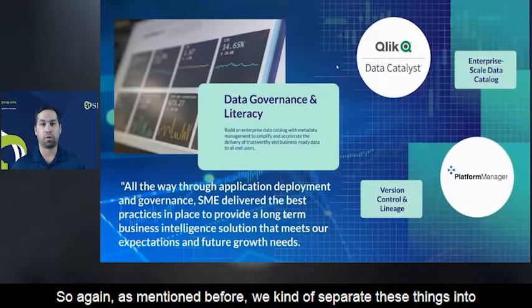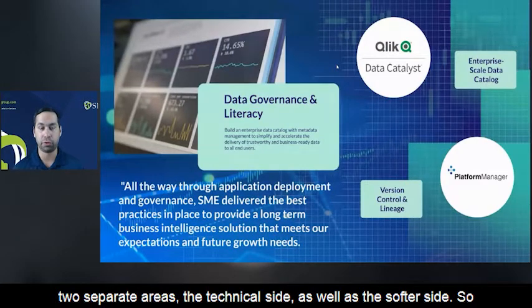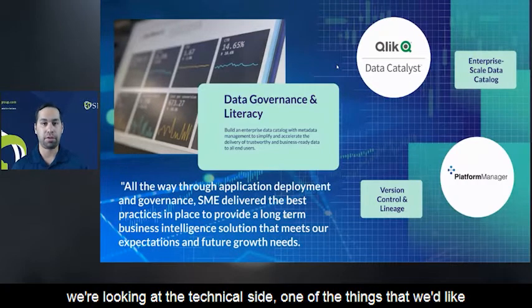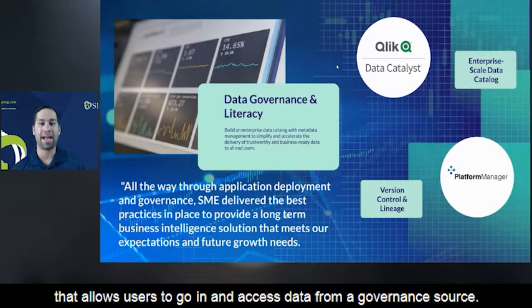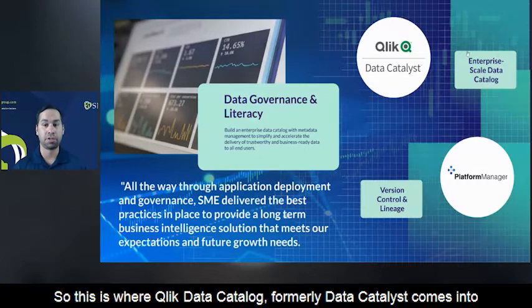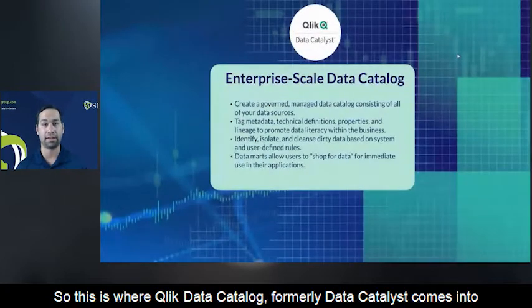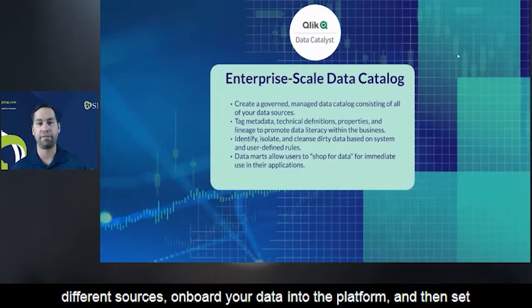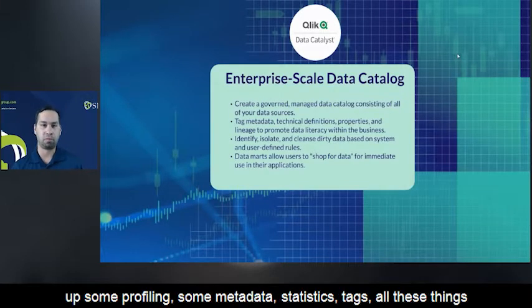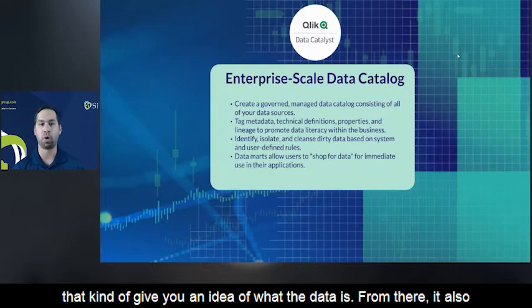So again, as mentioned before, we separate these things into two areas, the technical side as well as the softer side. When we're looking at the technical side, one of the things that we'd like to do is build out a common language or a data catalog that allows users to go in and access data from a governed source. So this is where Qlik Data Catalog, formerly Data Catalyst, comes into play. This data catalog allows you to connect to a wide variety of different sources, onboard your data into the platform, and then set up some profiling, metadata, statistics, tags, all these things that give you an idea of what the data is.